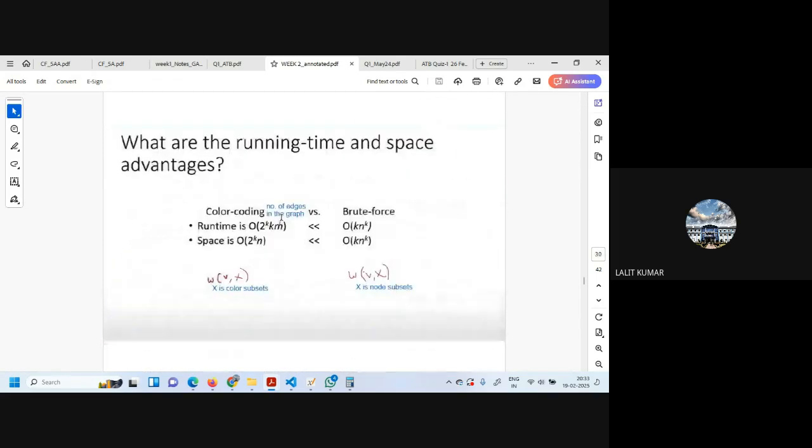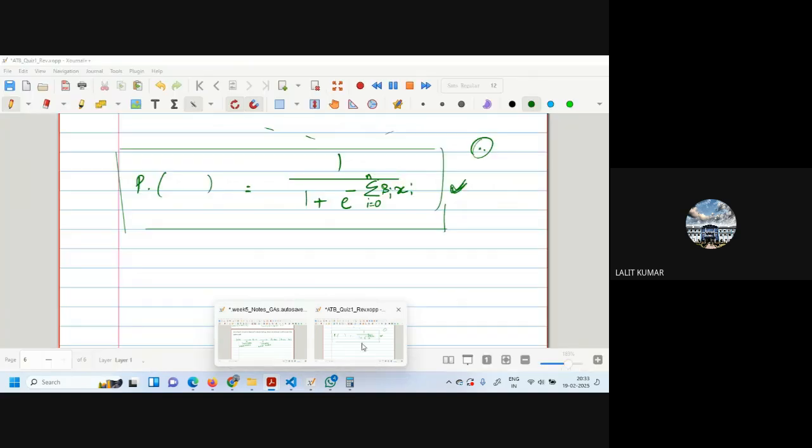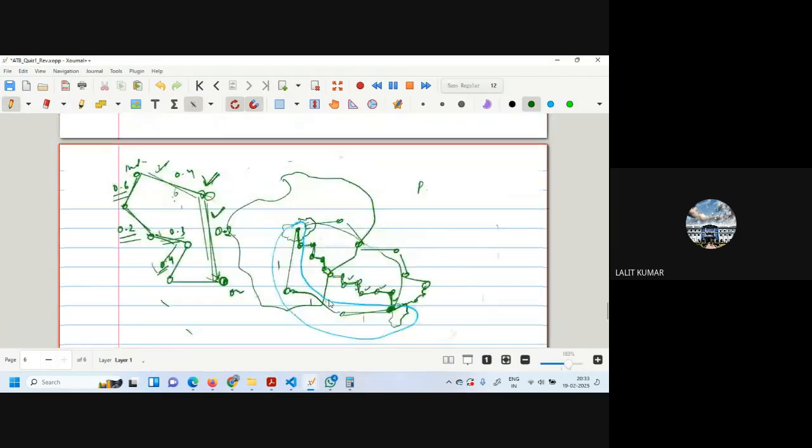Color coding is the one where, for example, if I have to find a path and I know k, the length of the path, for example, I know it is 4, what I will do is only take all the paths which are of length 4 or less. I will discard any path which is more than 4. And how do I solve it? I solve it by the colorful problem.